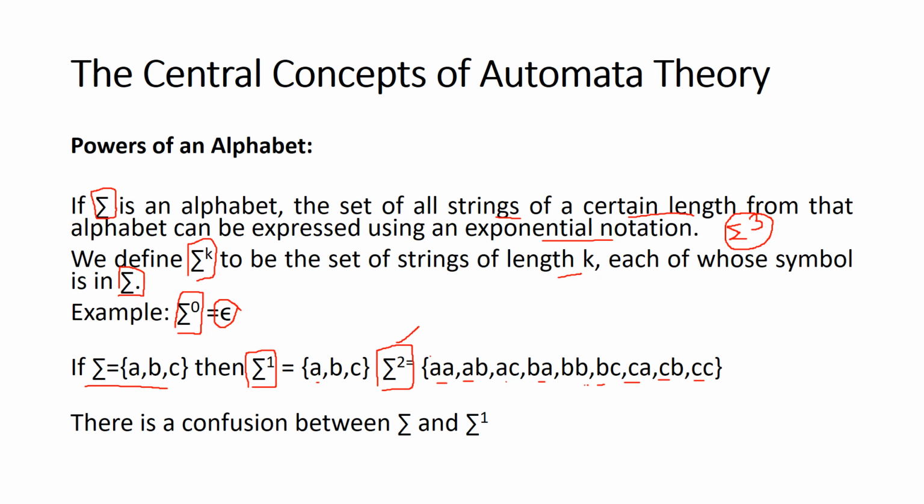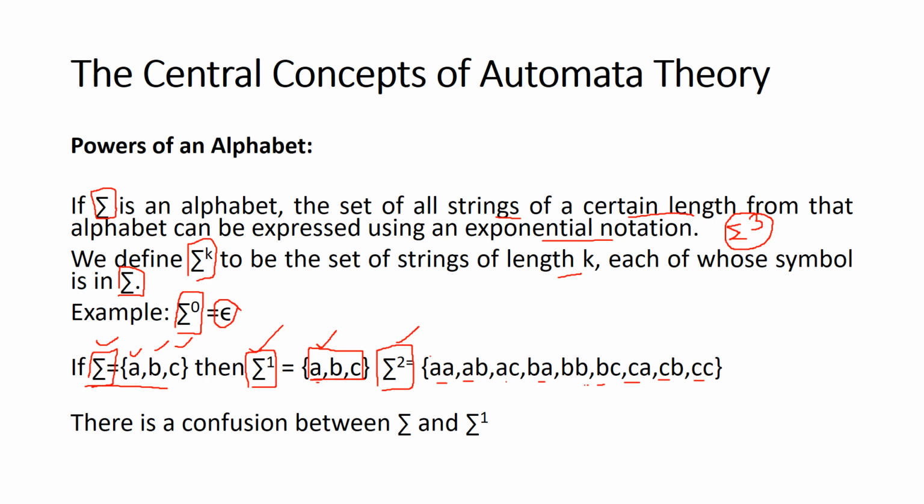If we observe here, there is some confusion between sigma and sigma power 1. Sigma is the set of symbols A, B, and C, whereas sigma power 1 is a set consisting of strings A, B, and C, because the length of each string in this case is 1. So that is the difference between sigma and sigma power 1. If A is used in sigma, it is a symbol. If A is used in sigma power 1, it is a string.